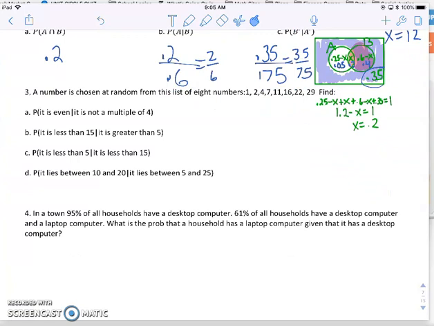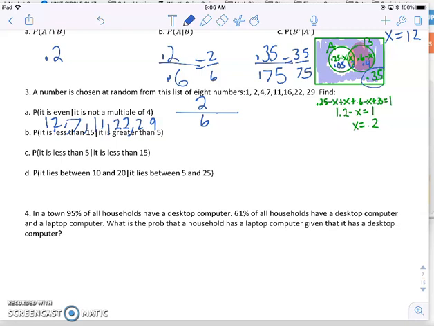The next one here, a number is chosen at random from the list of 8 numbers. Find the probability that it is even, given it is not a multiple of 4. So let's see, our not multiples of 4. So we're looking at 1, 7, 11, 22, and 29. So we're looking at 5 numbers. Did I miss one? 1, 2, oh, I forgot 2. So we're looking at 6 numbers. And of those 6, how many are even? So we have 2 out of 6.